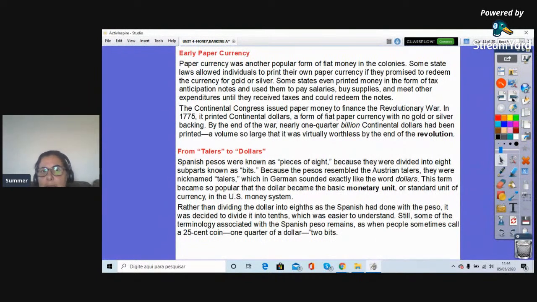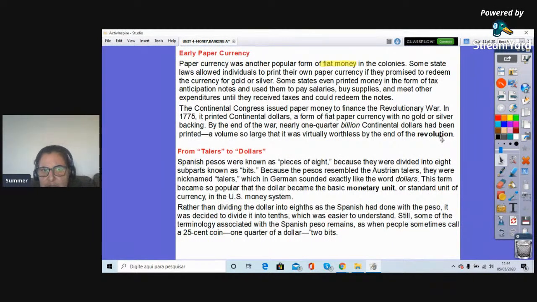Paper currency was another popular form of fiat money here in the colonies. Let me highlight it for you. Some state laws actually allowed individuals to print their own paper currency if they promised to redeem the currency for gold or silver. Some states even printed money in the form of tax anticipation notes and used them to pay salaries, buy supplies, or meet other expenditures. They received taxes and they could redeem the notes.